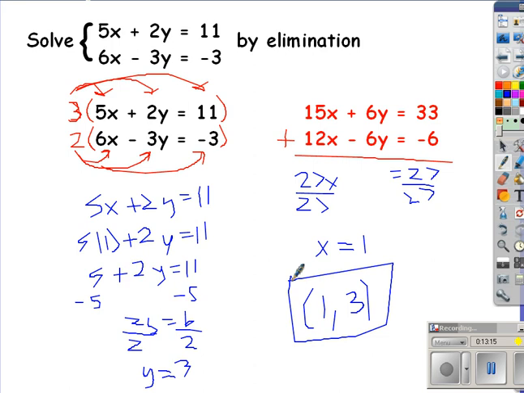These take practice. You really have to be able to look and see, okay, how do I want to eliminate one of these variables? What's going to be the easiest way? And it takes a lot of practice. So, all right, good luck.